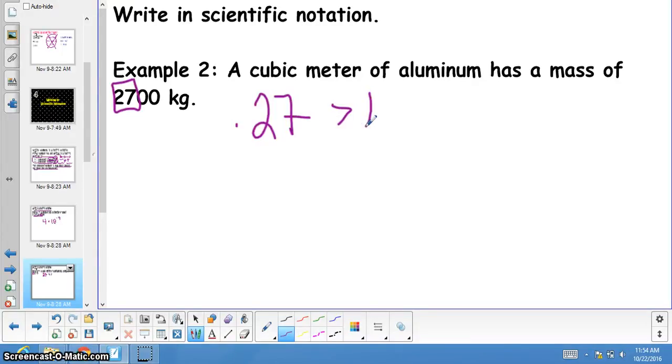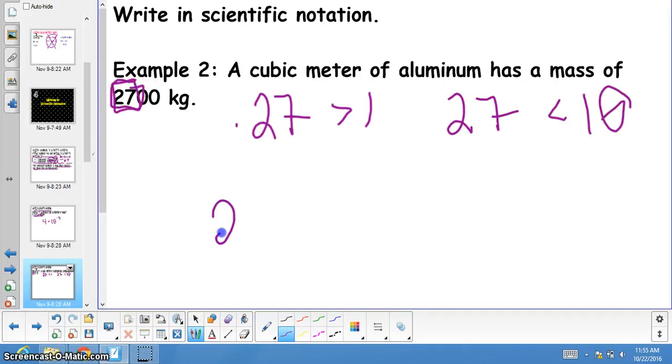I could also think about 27 as my first base, but then I look at that and I know that is not less than 10. So I look at my first two non-zero numbers and put the decimal in between. 2.7 is greater than 1 and less than 10. And I know, again, my base is always times 10 to the what power?